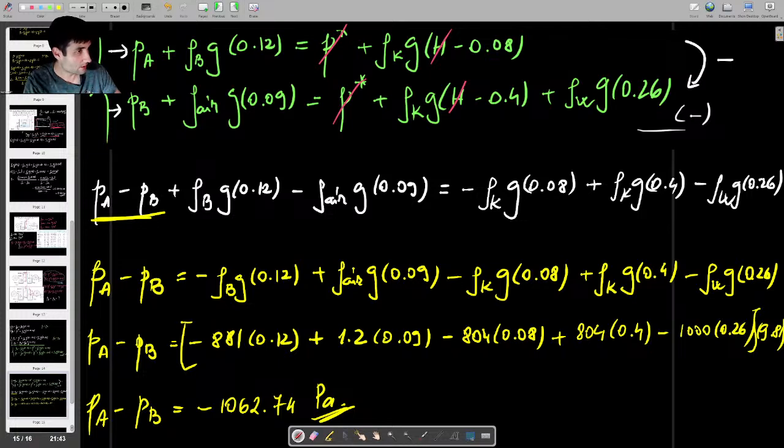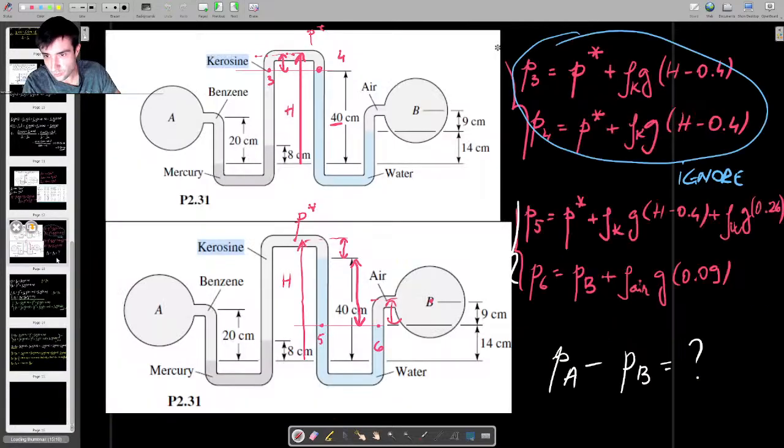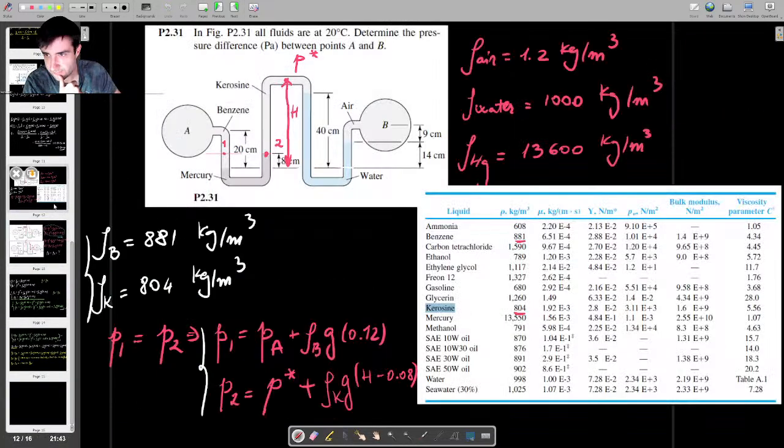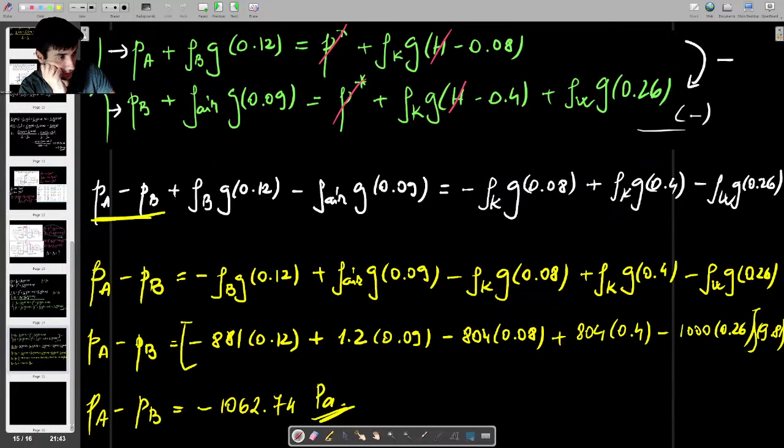So we've used meters for the heights, we've used densities for all the liquids, using the right values as much as we could have, and yeah, I think that should be fine. So minus 1062.74 pascals. Okay.